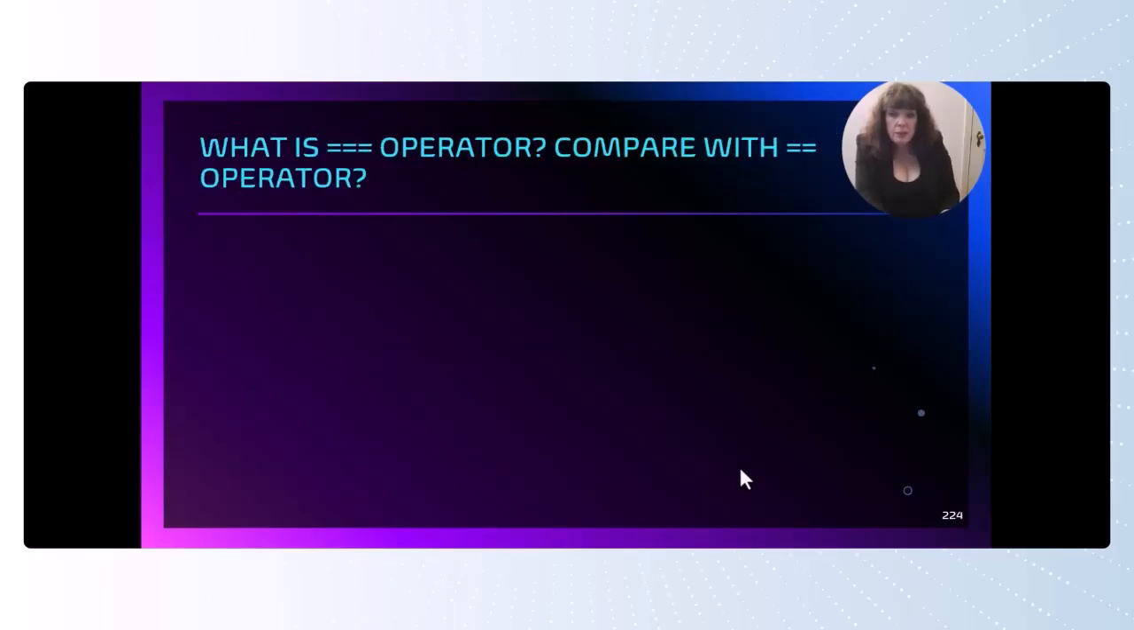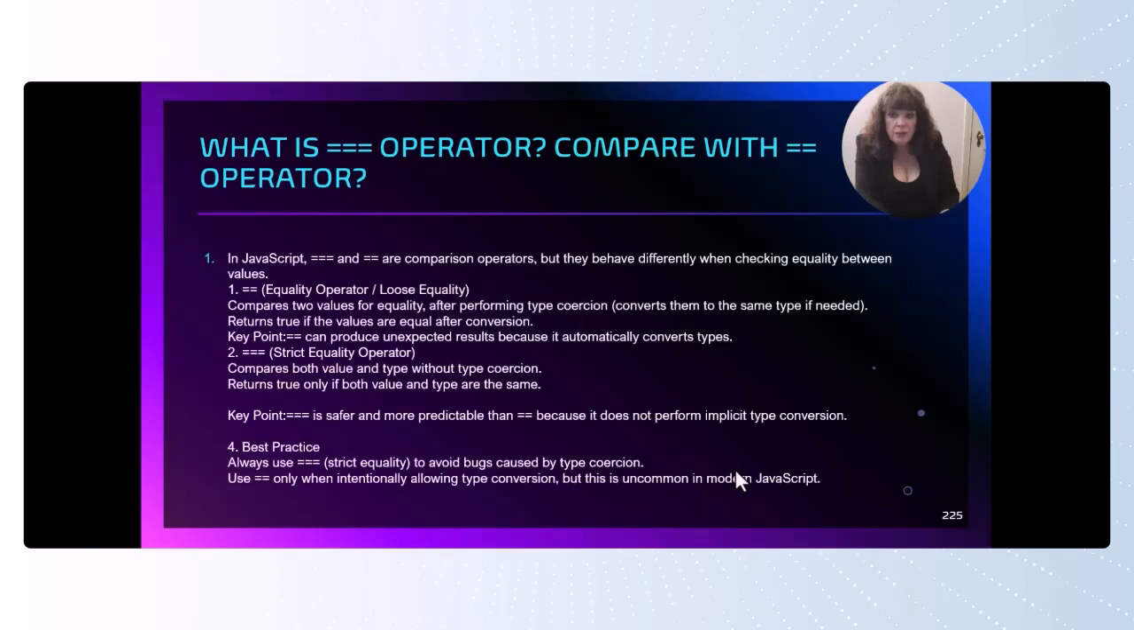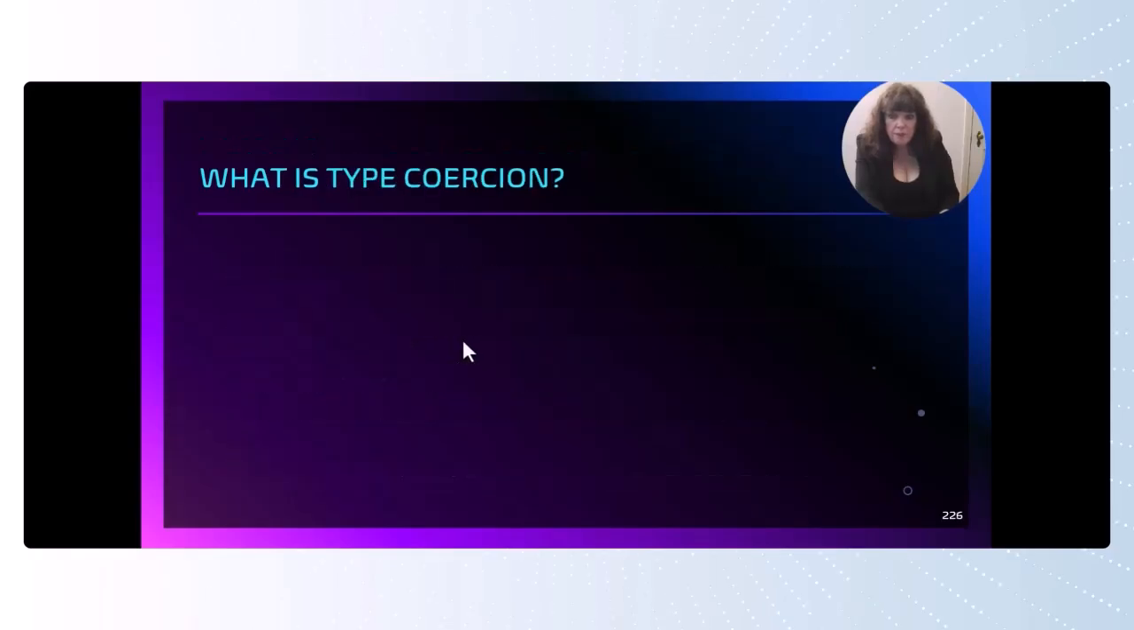What is the difference between the === and == operators? The === is strict equality. The == is loose equality, so it's better to use strict equality. It compares both the value and the type, whereas loose equality just compares values and not the type.